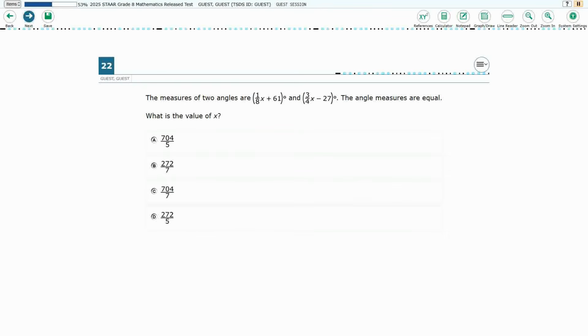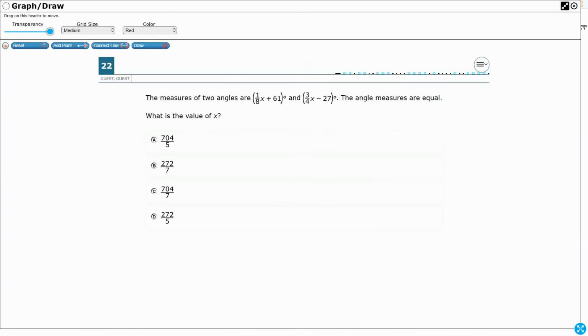Number 22, we are looking at one variable equations. All right, this is 8.8c. And so we need to find the measures of two angles, they are equal. All right, so let's think of this like a giant balance. All right, and on one side, you've got 1.8x plus 61. It didn't even matter that these are just two expressions. It doesn't even matter whether they're degrees or not. We're just looking for the value of x, right? And so on this side, you've got 3.4x minus 27.